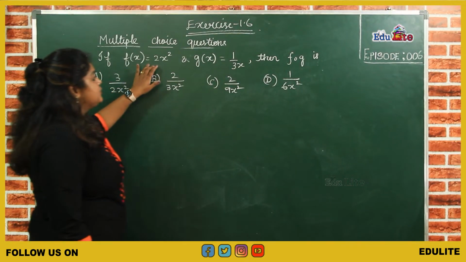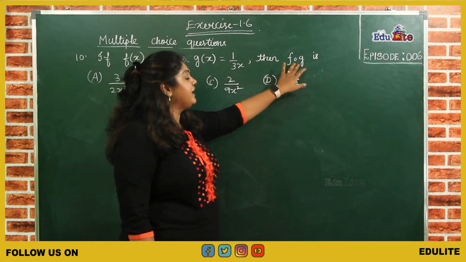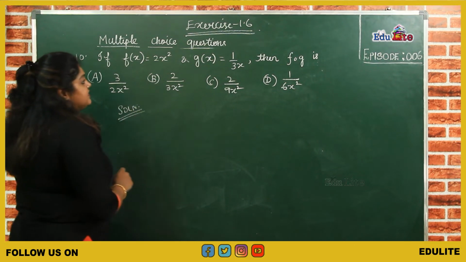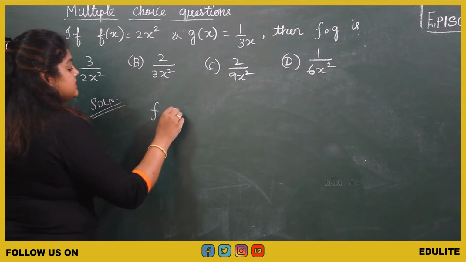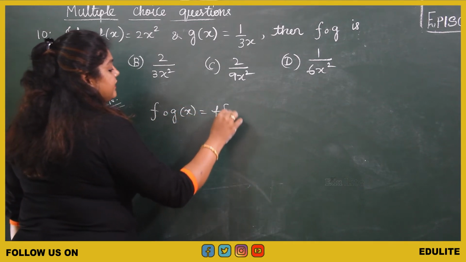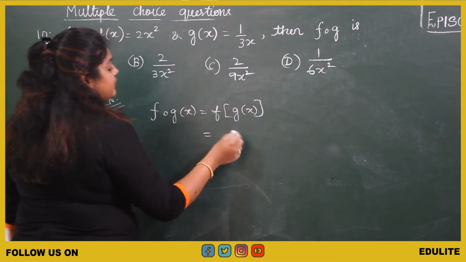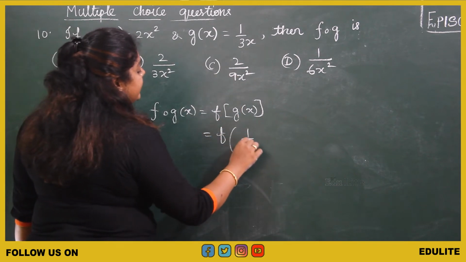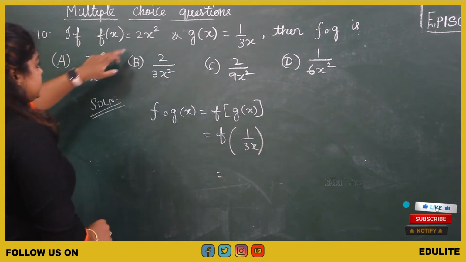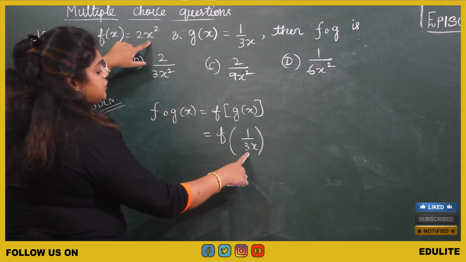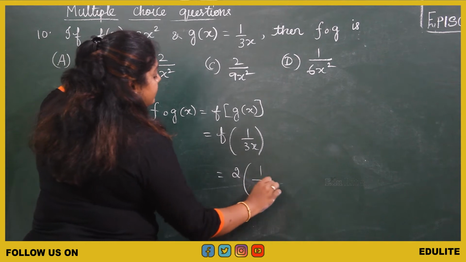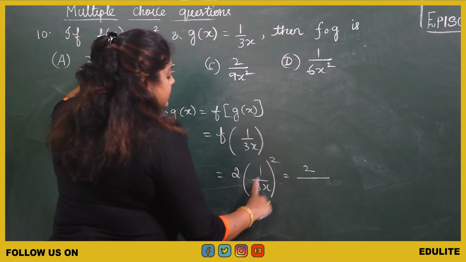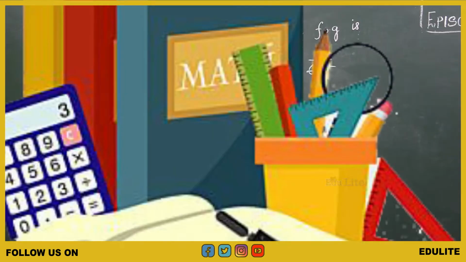The next problem is f of x is 2x square, g of x is 1 by 3x. Then we need to find f composite g. This is so simple. We saw what f composite g is in the previous class itself. Let us do it. f composite g of x can be written as f of g of x. What do we have to do first? We have to substitute the value of g of x, which is 1 by 3x. Now we have to use the function f, which is 2x square. In place of x we have to substitute 1 by 3x. So 2 into (1 by 3x) whole square. 2 by 3, 1 square is 1, 3 square is 9, x square. So option C is the right answer.